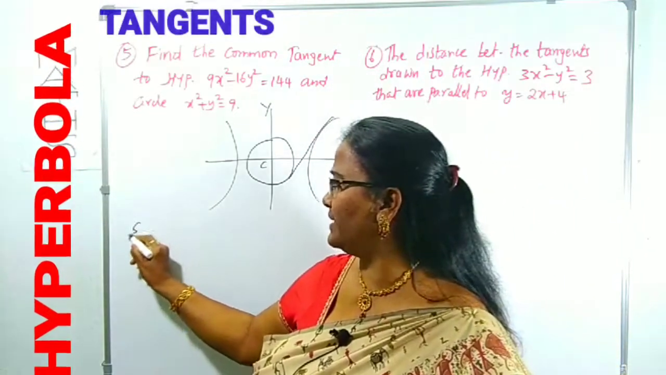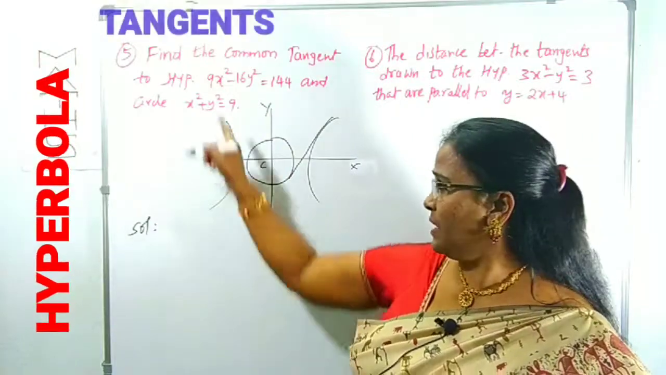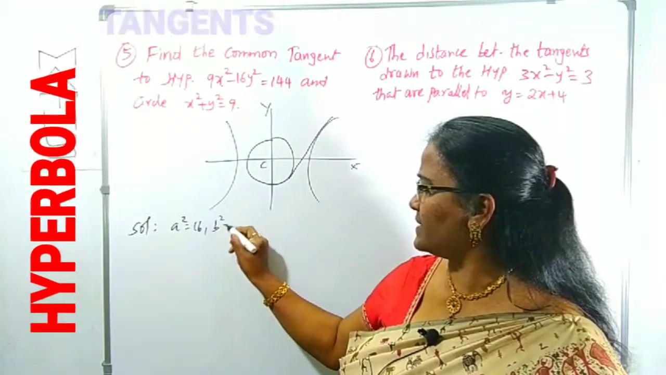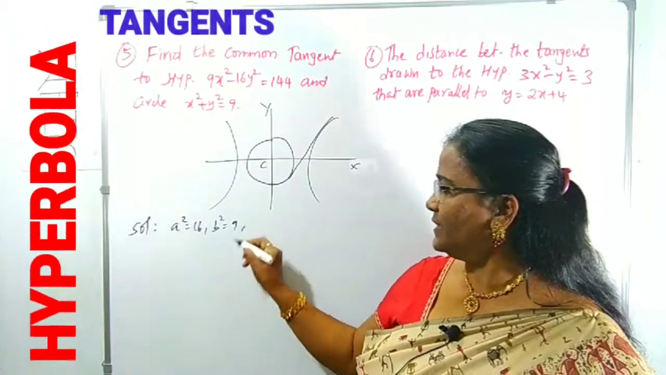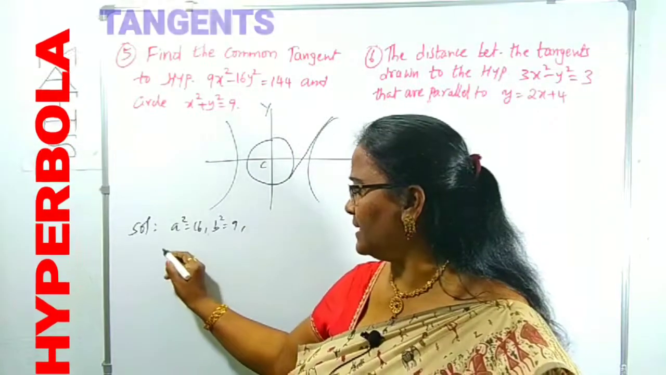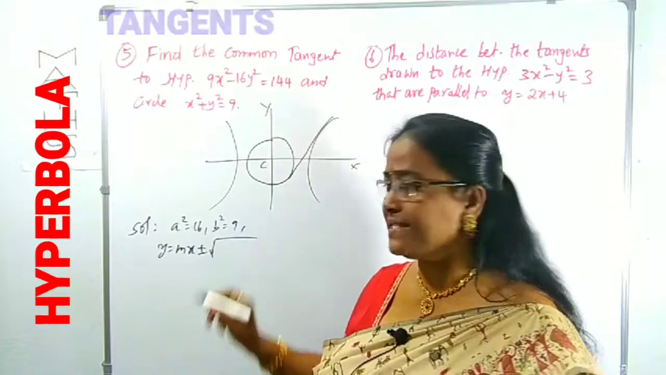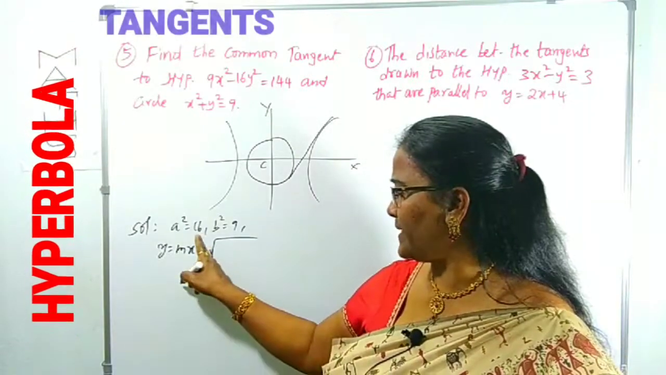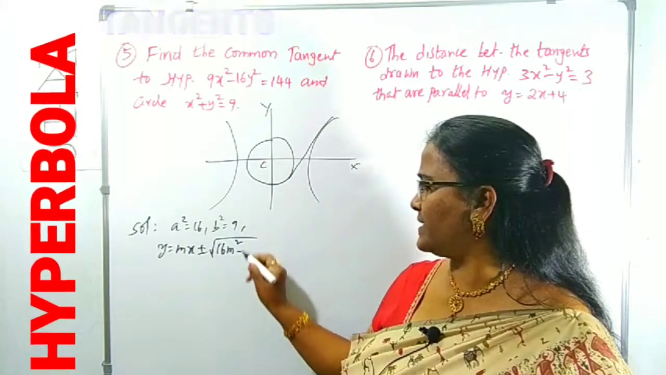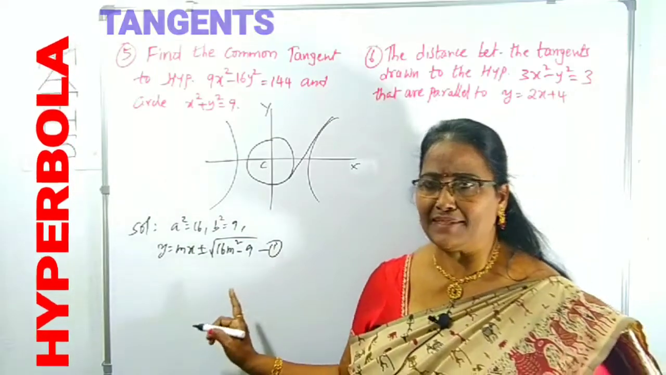First, for this question, with respect to the hyperbola, what is a square? A square is equal to 16, b square is 9. What is the equation of the tangent? It is better to take it in slope form, that is y is equal to mx plus or minus root over a square m square minus b square. A square is 16, m square is m square only, minus b square is 9. This is what you have to find finally. Let us take it as some line.